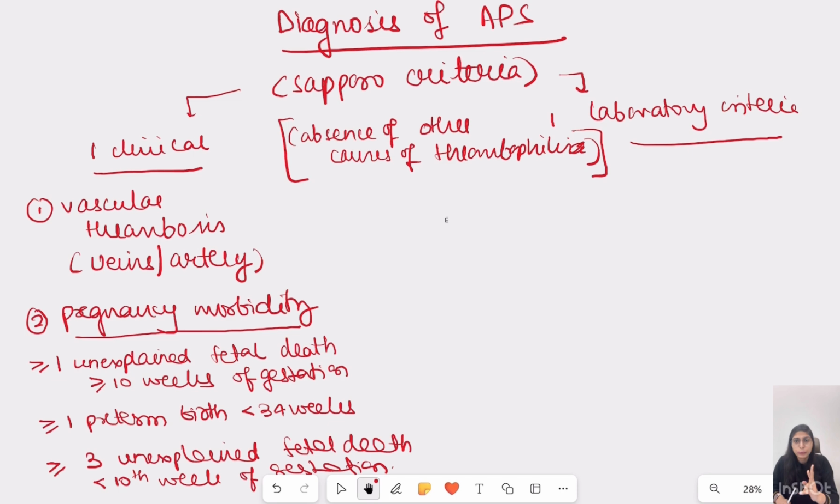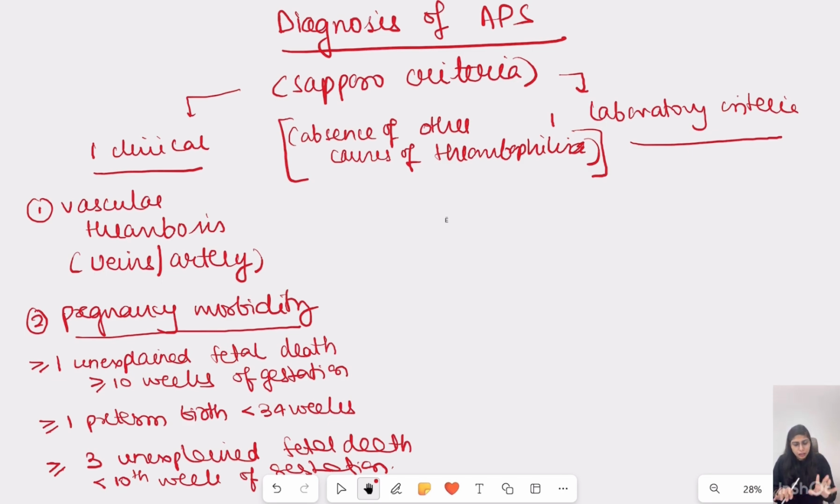Out of these two, vascular thrombosis and pregnancy morbidity, we only need one clinical criteria to be fulfilled. Please remember that. Because what students do is they are always looking for that word pregnancy in the question. It may or may not be there, dear. So please remember this in the Sapporo criteria or in the diagnostic criteria of antiphospholipid syndrome.